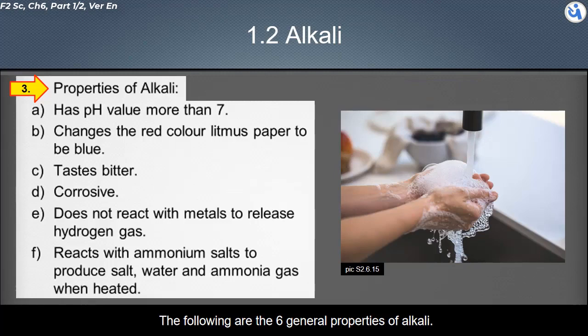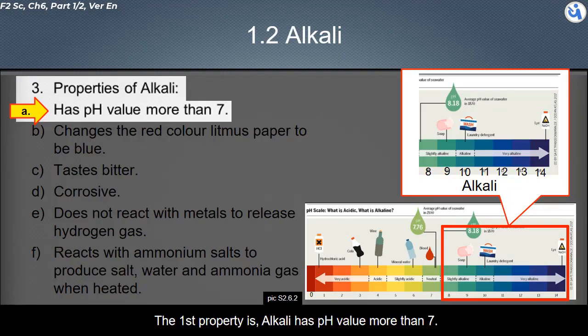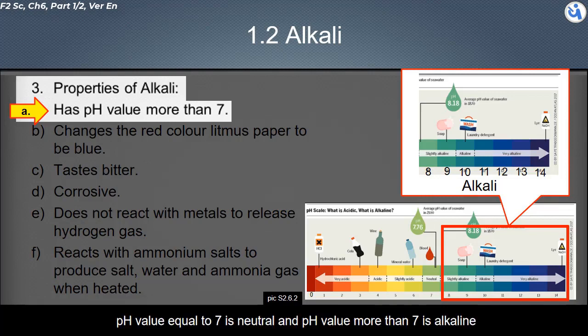The following are the 6 general properties of alkali. The first property is, alkali has pH value more than 7. At which, pH scale is the scale ranging from 0 to 14. It is used to measure how acidic or alkaline a substance is. pH value less than 7 is acidic. pH value equal to 7 is neutral, and pH value more than 7 is alkaline.